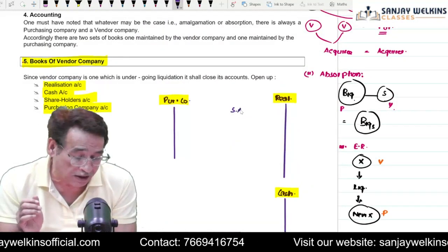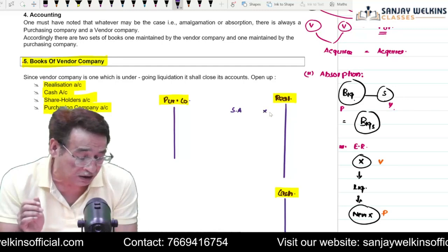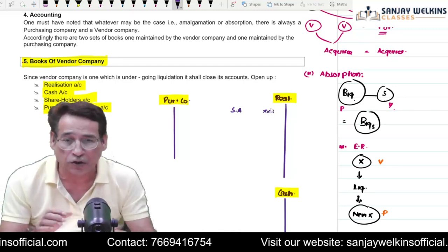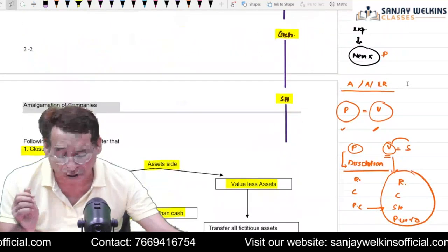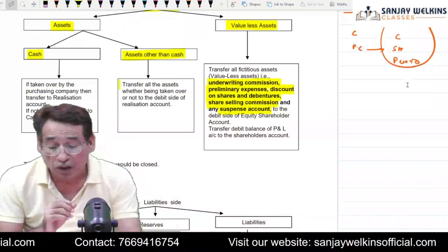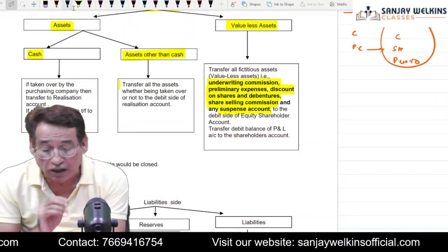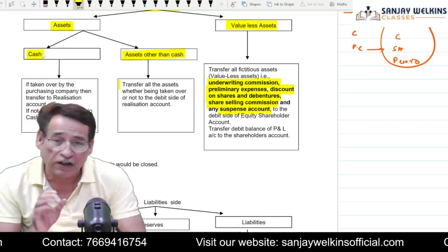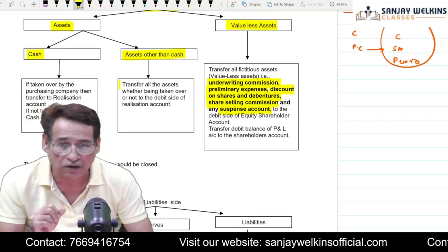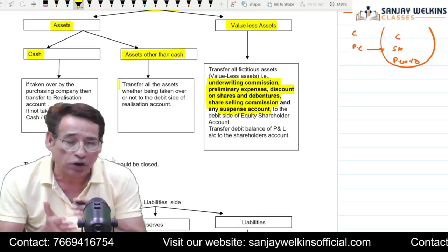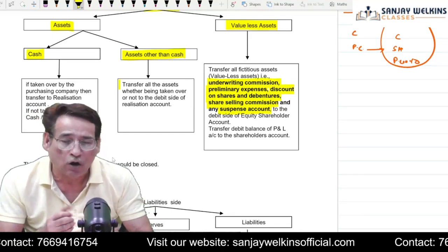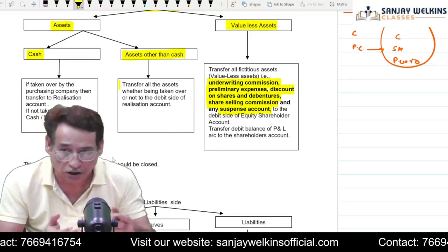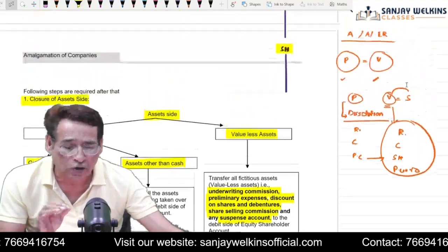So I'm going to write sundry assets, that is assets other than what we call cash. I'm going to transfer it to the debit side of realization account. Number one. Number two, then I'm going to take into account cash. What about cash? As far as cash is concerned, two possibilities are there. Either it will be given in the question that cash is being taken over, or it would be given cash is not taken over. Accordingly, the accounting treatment will be done.